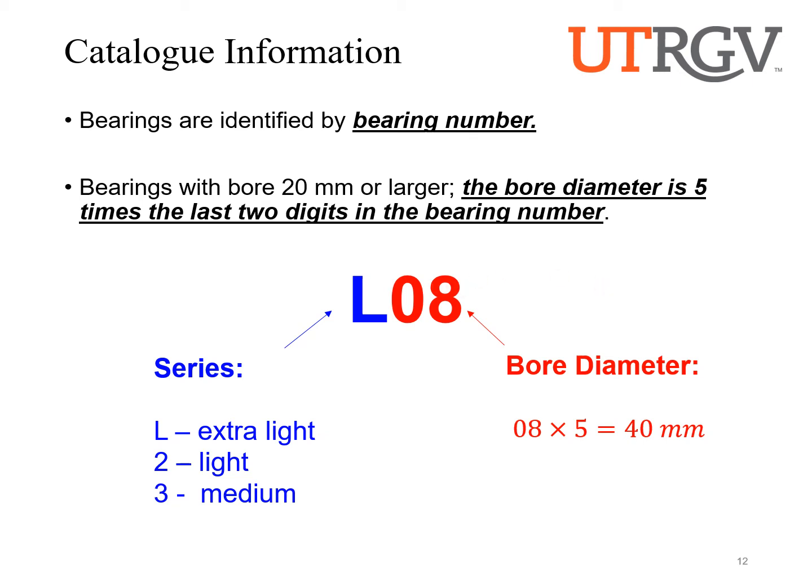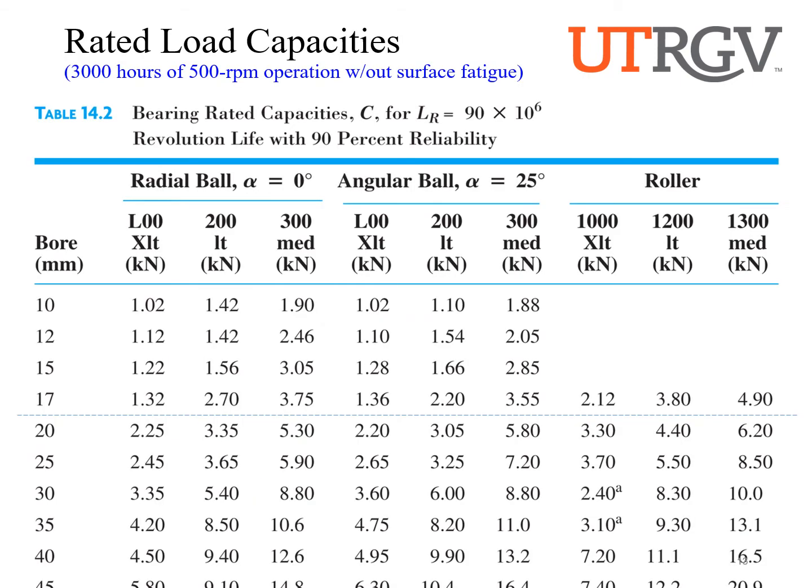So what do we do with bearings that are less than 20 millimeters in diameter? I'll show you in the next couple of slides. But first, now we're going to go into table 14.2, I'm sorry. And this is going to give us the rated load capacities for the different series of the bearings.